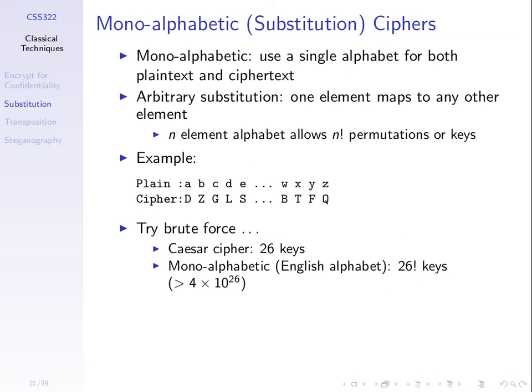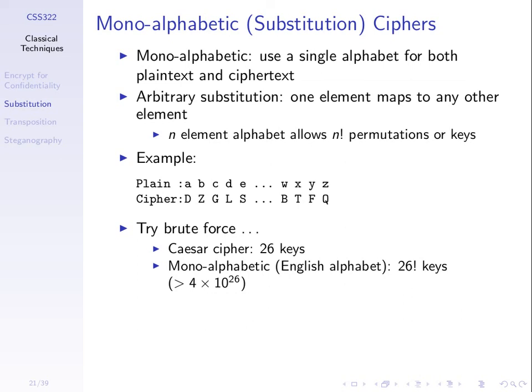How many possible mappings in this case? 26 factorial possible mappings. Why? When you choose a mapping, start with the letter A. A can map to any of 26 possible values. We've got 26 letters in the alphabet. I chose D for this specific instance. B can map to any of the 26 possible values minus the one that we've already used, minus D in this case. So 25 possible values.